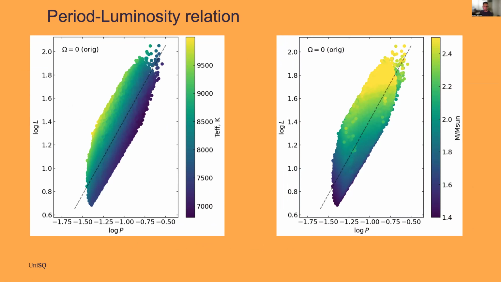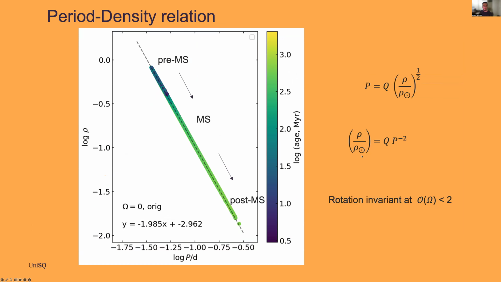Finally, onto the period luminosity relation. This is what the models predict. There is a gradient in temperature across the models and also a gradient in mass. Metallicity turns out to be pretty unimportant. A lot of people at this meeting have talked about a period density relation. We can calculate that too.